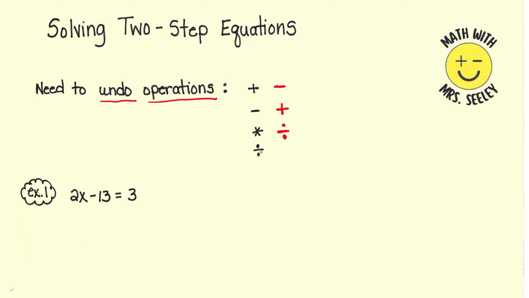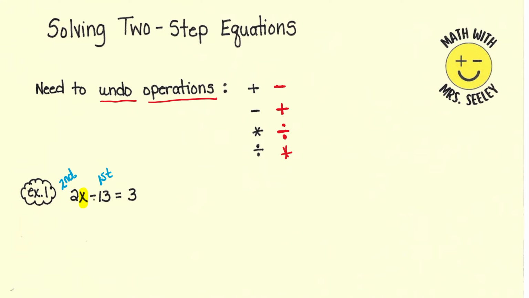So let's take a look at this first one. Here's your variable. You want that x all by itself. So we need to undo the operations. You're going to do this first. And if you're stuck or attached to the variable, you're going to do that second.